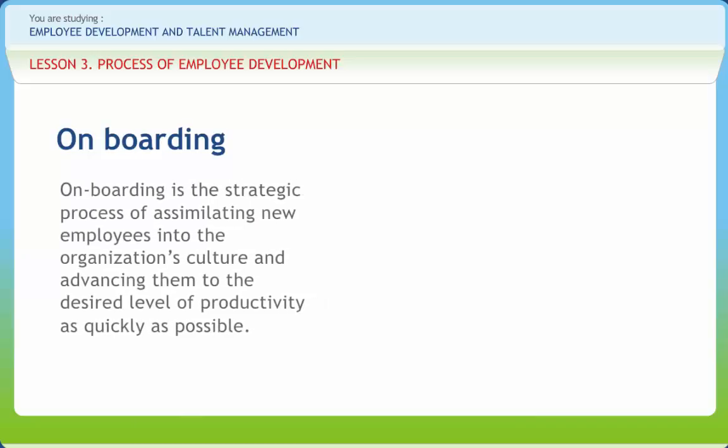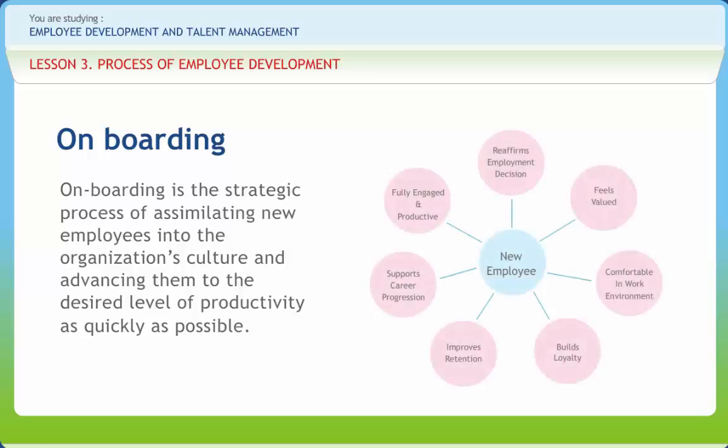Onboarding is the strategic process of assimilating new employees into the organization's culture and advancing them to the desired level of productivity as quickly as possible. Onboarding is a major tool in successful talent management and is critical for successful employee integration. Onboarding creates an understanding of the organizational culture that helps the newly hired employee to feel better connected to the organization's business strategy and creates a sense of belonging.